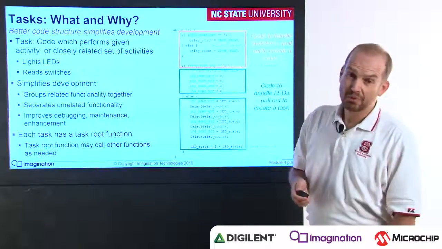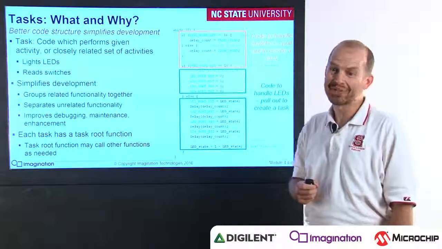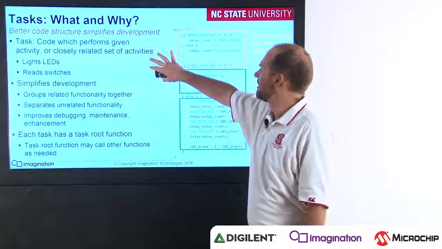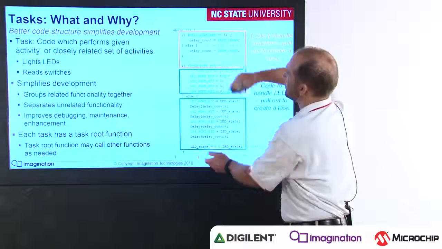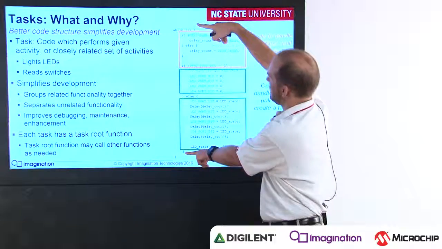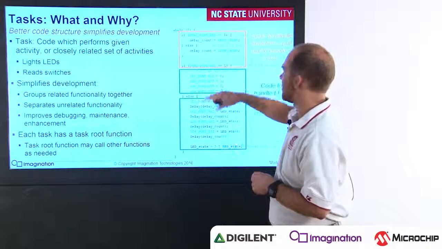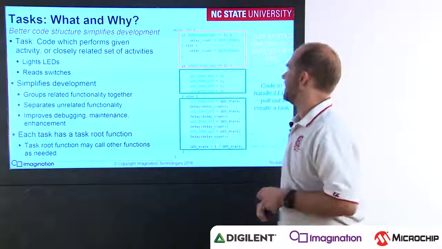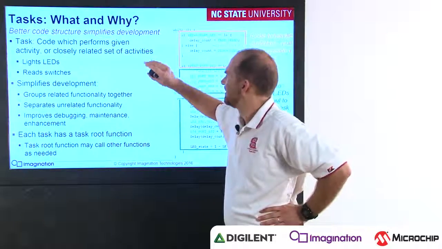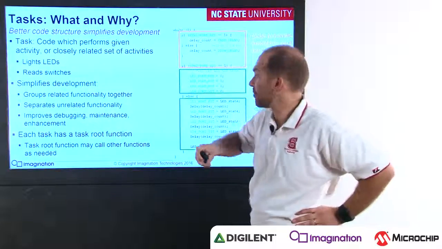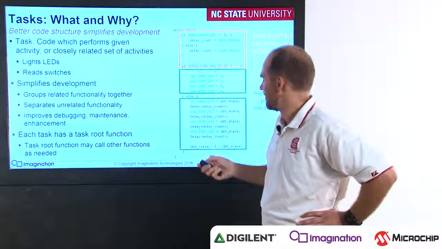So the first step we take here is showing students how to split the software up into tasks. The idea is to show students that they shouldn't just put everything together into the same function. So here's the source code, the while one loop. Reading switches and lighting LEDs and turning them off, that's all put together into one piece of code here. We show the students why it's bad, and we show how using tasks simplifies the development.